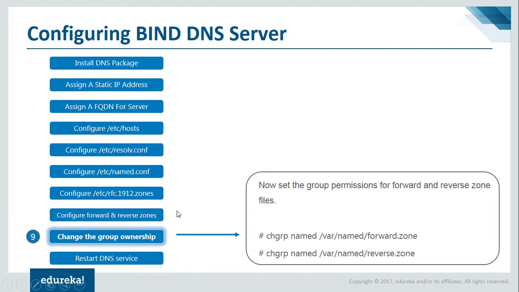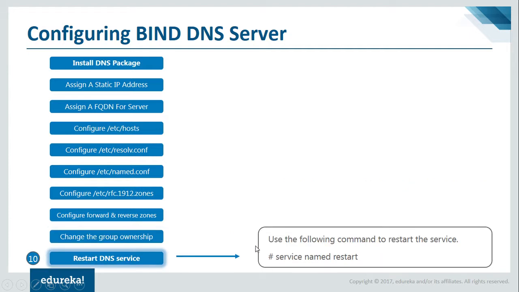You just need to change the group ownership of these 2 files which you created. So you've created the forward and reverse dot zones, and once you specify all the settings, just change the group and you're all good. You can just restart the DNS server, which will be the final step, and then your BIND DNS server is set up. The command to do that is service named restart. So these are the 10 simple steps which are needed to set up a BIND DNS configuration at your end.